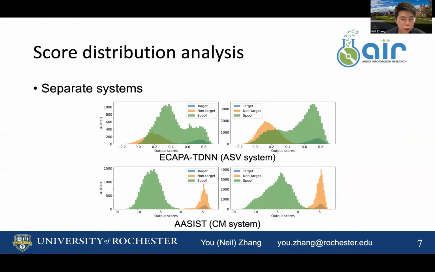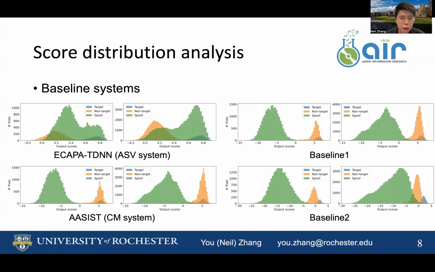And for the AASIST model, we can see that it can successfully discriminate the spoofing attacks from the target and non-target, but the target and non-target classes have a lot of overlap. This is because the anti-spoofing model is trained to discriminate spoofing attacks, but both the target and non-target are bona fide speech. And for the baseline 1 and baseline 2 methods, we also plot the histogram of the score distribution.